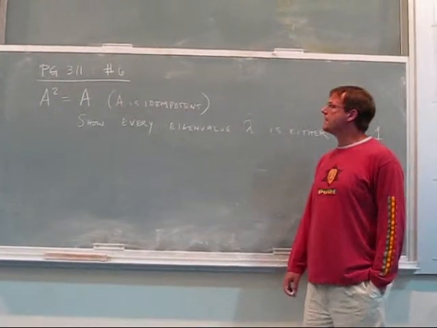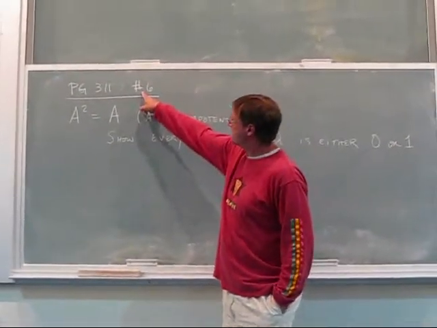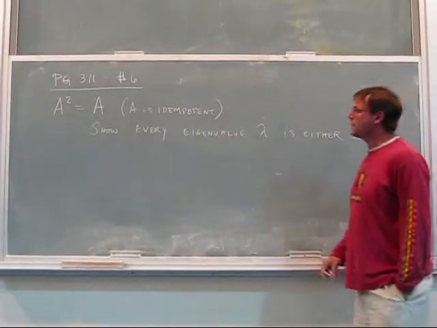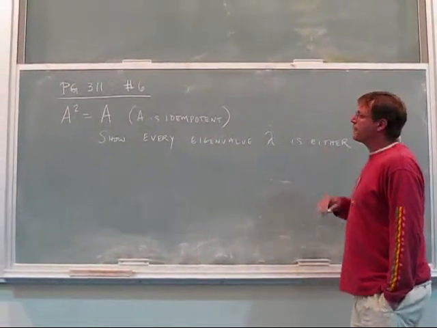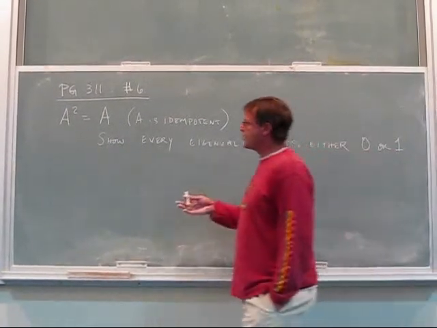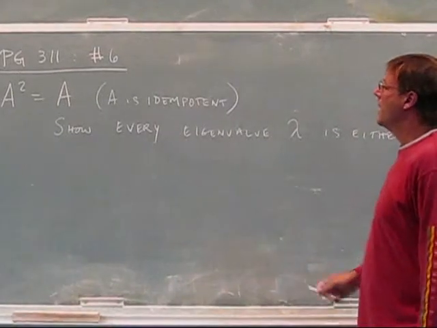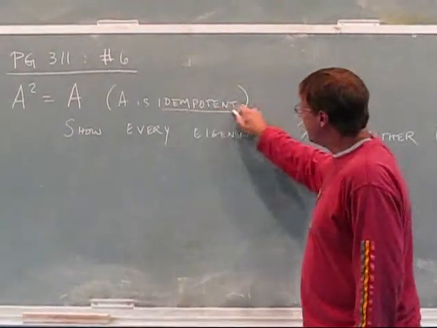Okay, this is page 11, number 6. And it's another proof, so that won't help you with it. The problem is we have a matrix and it has this property: if you square it, you get the matrix. There's a term for that. It's called idempotent.